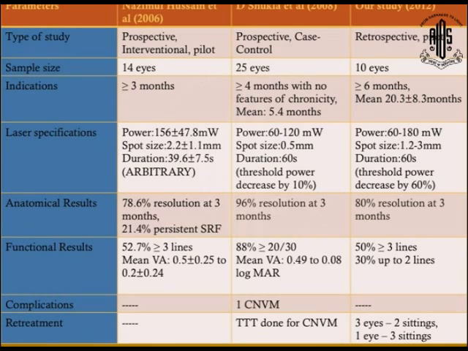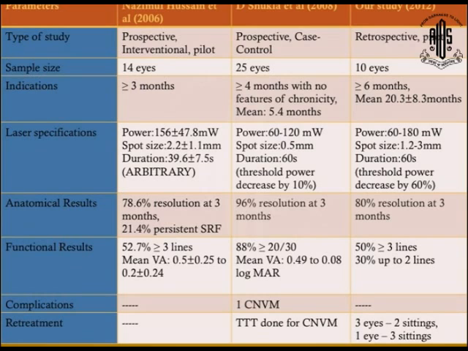Again, for the power used by Nasmulisan et al., they chose everything arbitrarily. There was no fixed protocol for the power, the spot size or the duration. Whereas D. Shukla et al. used power of 60 to 120, a uniform spot size of 0.5 millimeter with a duration of 60 seconds. However, they reduced the threshold power by only 10%. As per our knowledge, I think that is very risky for the macula. We used a reduction of almost 60% of the threshold power, so we were pretty much in the safe zone for treating those macular leaks.